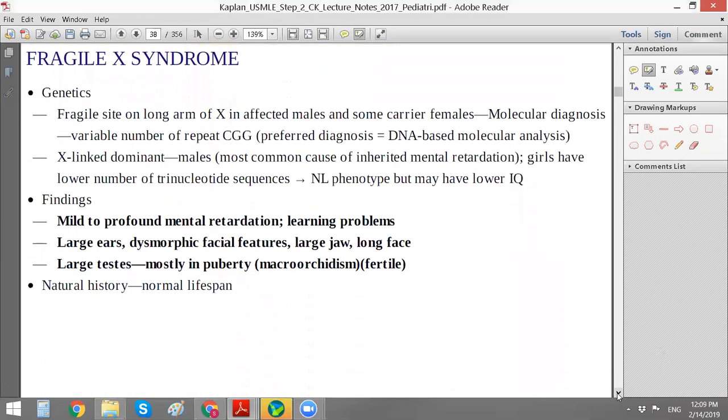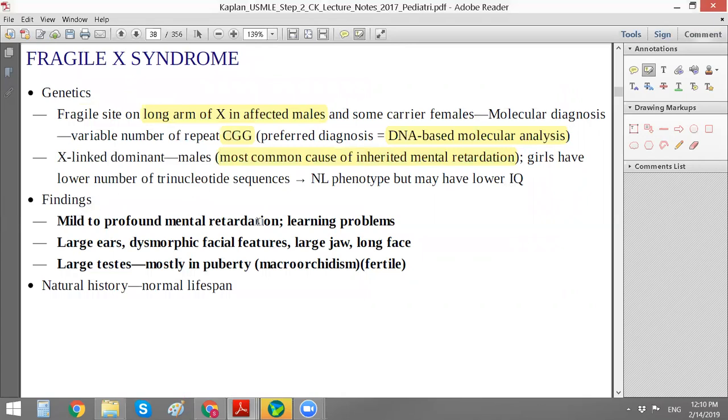Fragile X syndrome. Fragile X is a fragile site on the long arm of X in the affected male and some carrier females. Molecular diagnosis: variable number of CGG repeats. CGG is the preferred diagnosis, DNA-based molecular diagnosis. X-linked dominant in males, the most common cause of inherited mental retardation is fragile X. Girls have a lower number of trinucleotide repeats, so normal phenotype, but may have lower IQ.